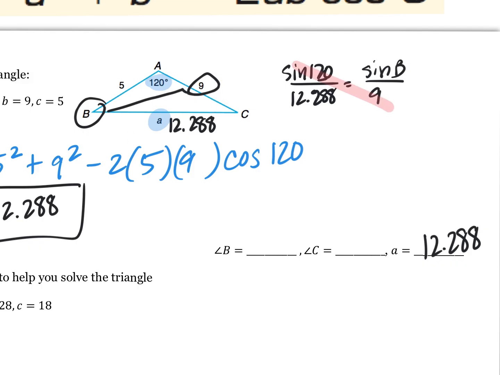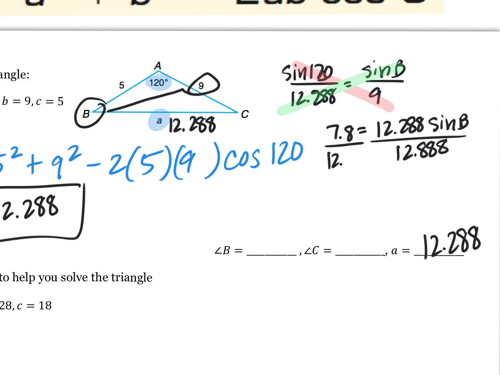This is what you did yesterday from a video. I hate leaving you a video, but that was where we were at. We have 9 sine of 120. When I cross multiply, I get 7.8. Again, what you're writing on your page is not the numbers you're going to use in your calculator, I sure hope. When we divide by 12.288, whoa.